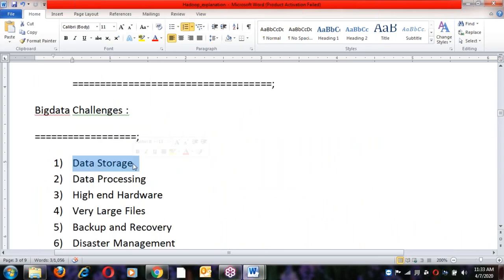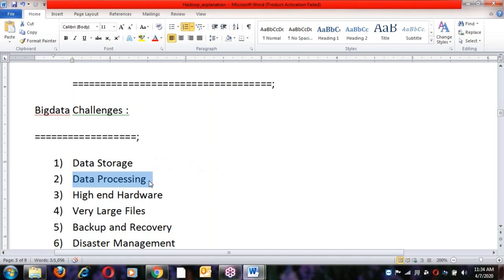Data storage is completed. Next, data processing. How does data processing take place in a traditional system, and then in Hadoop? This topic we will continue tomorrow. In a traditional system, it takes a lot of time. Hadoop can finish within a fraction of a second, within milliseconds. Suppose a traditional system takes 30 minutes to process some data. Hadoop can process the same data within just milliseconds, 10 or 20 milliseconds is enough. We'll discuss that tomorrow.